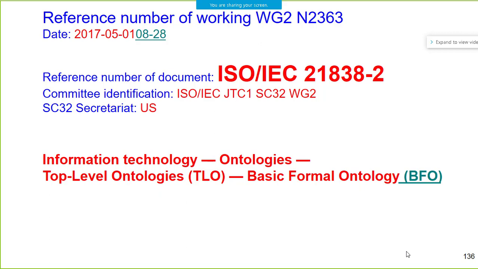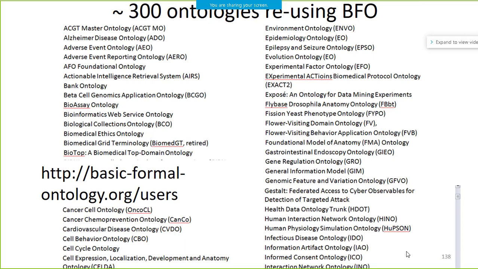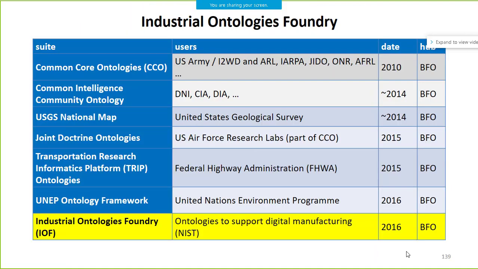And now I'll talk a little bit about the Industry Ontologies Foundry. This was created in 2016 by a group of people around NIST to create for industry what the OBO Foundry had created for the biology world. So the goal was to create, again, an interoperable suite of reference ontologies covering initially manufacturing. And there are various government bodies involved.